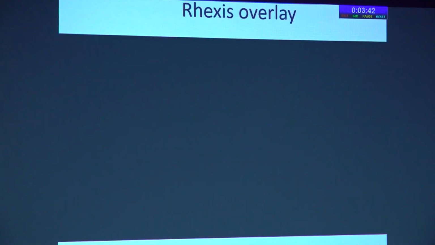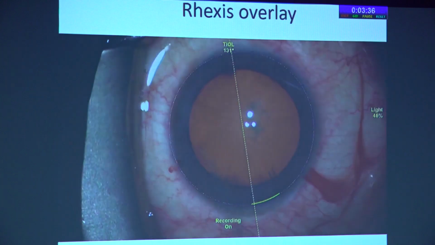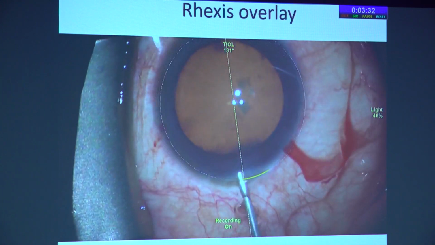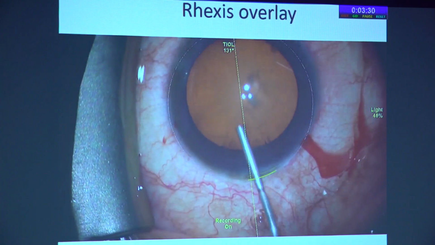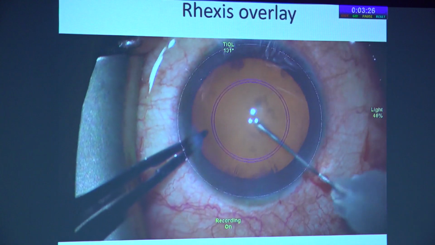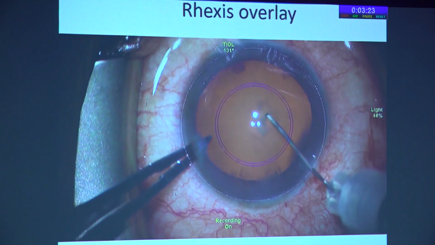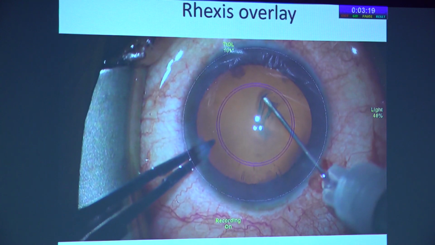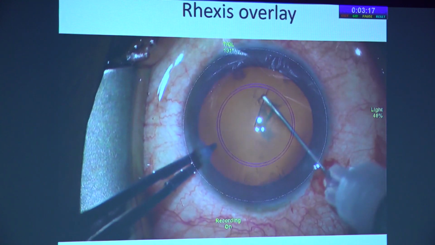The other thing it also helps with is the rhexis overlay. So as you know, especially when you're planning your toric IOLs, it's very important to have a well-centered rhexis at 5 mm. If your rhexis is not completely circular or a little decentered, this can lead to IOL tilt, and it can lead to your IOL being misaligned, and your toricity will then be altered, giving rise to suboptimal results. So this is a rhexis overlay. The inner circle is about 5 mm, the outer circle is 5.5 mm.